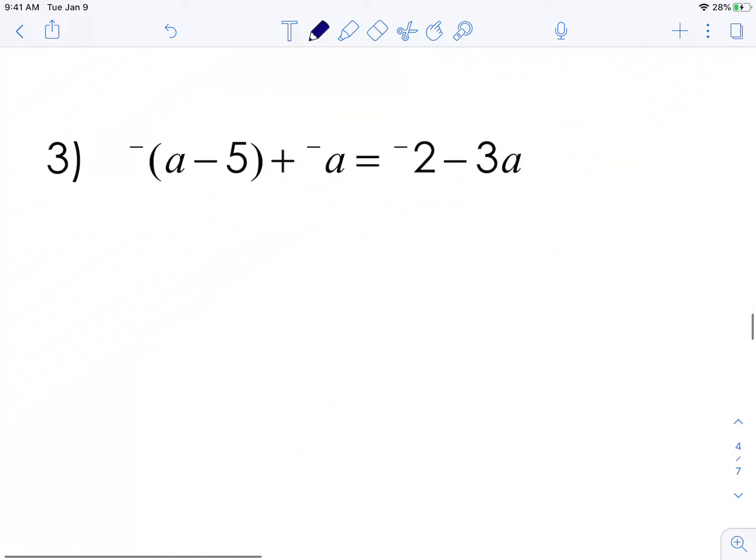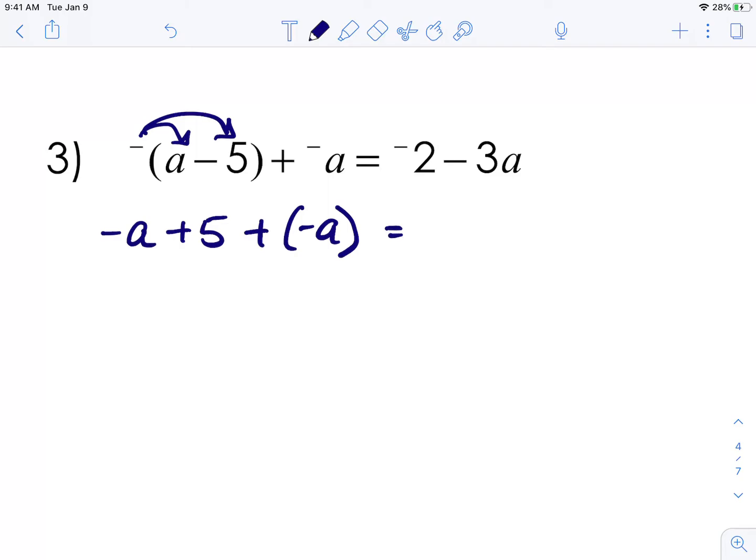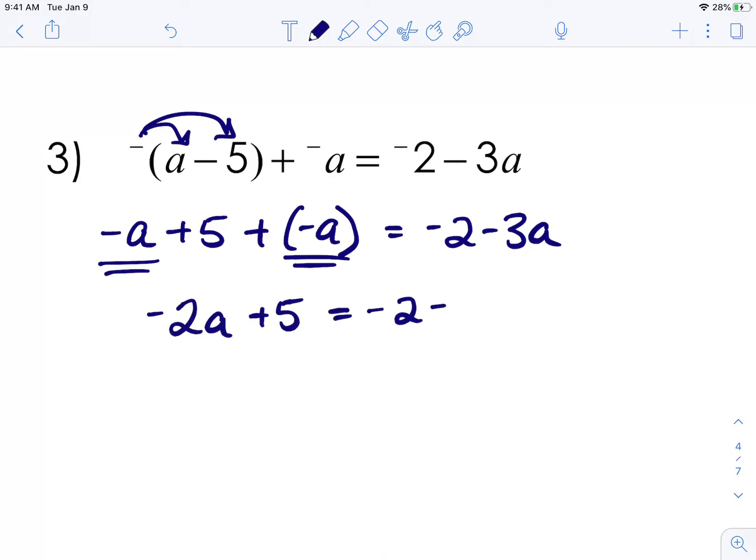All right, example number 3, I have to distribute here. I have this negative out here that needs to be distributed to both of these terms. So once I do that, I end up with negative a plus 5 plus negative a on this side, and that's equal to negative 2 minus 3a over here on the right. So I have to do some like term combining here. I have two negative a's, so that's going to combine to be negative 2a plus 5 equals negative 2 minus 3a.